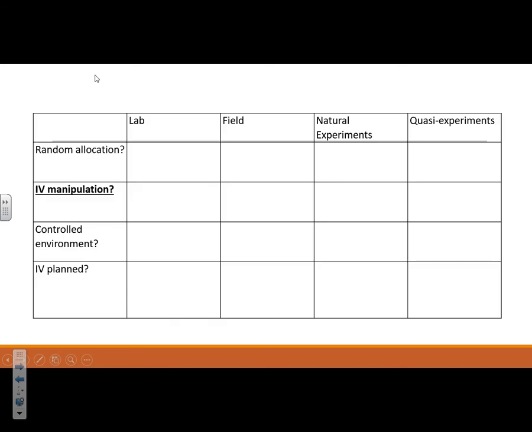First thing I would like you to do then is have a quick think about this table and see how much you can fill in from it. So you've got lab, field, natural and quasi, and you need to think about random allocation, IV manipulation, controlled environment, and was the IV planned? What can you put in each one of those? Okay, so if you pause the video here, have a quick go at making some notes, and then you can have a look through the answers.